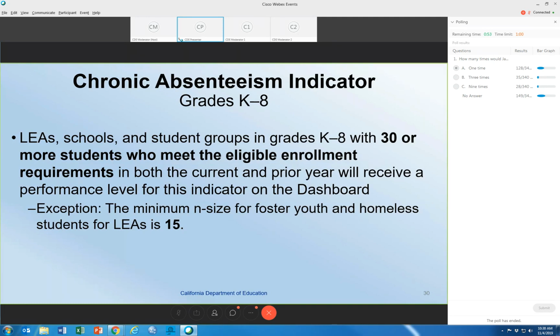Similar to the suspension indicator, the minimum N size for foster youth and homeless students at the LEA level is only 15. So they can get a color if they have at least 15. These student groups are considered separately, so each one has to have 15 in both years in order to get a color.